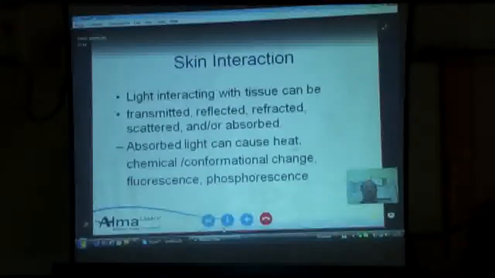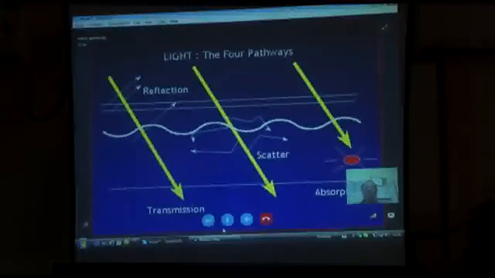When we're talking about skin interactions, one can sense that light interaction with tissue can be transmitted, reflected, refracted, scattered, or, which is the most important, absorbed. Absorbed light can cause heat, chemical conformational changes, fluorescence, or phosphoroluminescence. These are the four types of pathways of light interaction you're all familiar with. First is the reflection. Second one is the transmission. Third, which is one of the most important, is scattering. And the final one is the absorption.